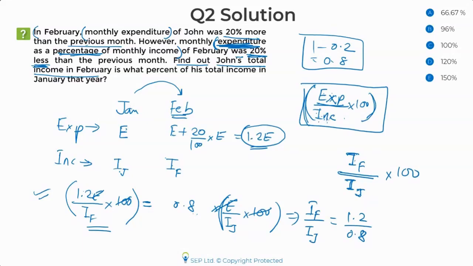Priya, E by I stands for expenditure by income. Expenditure as a percentage of income.